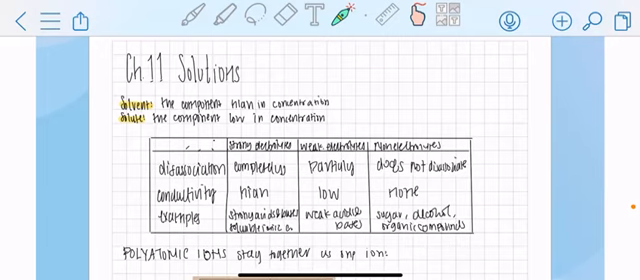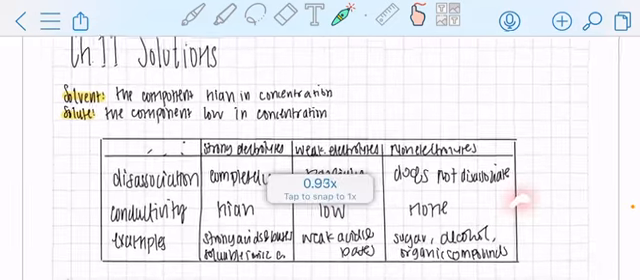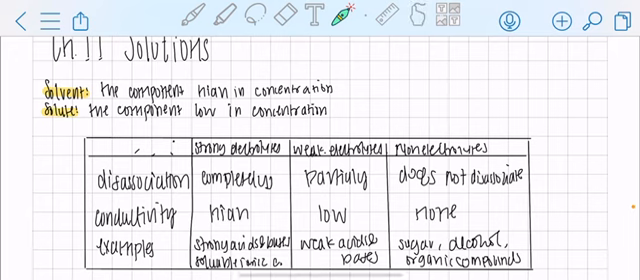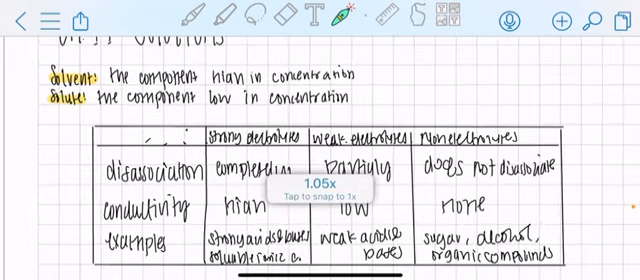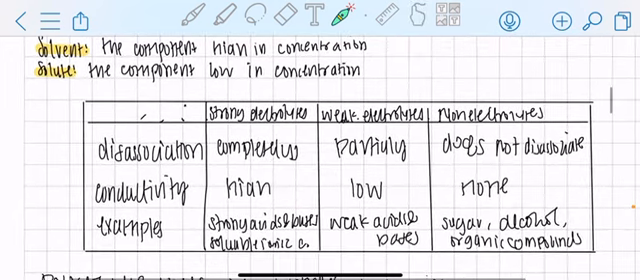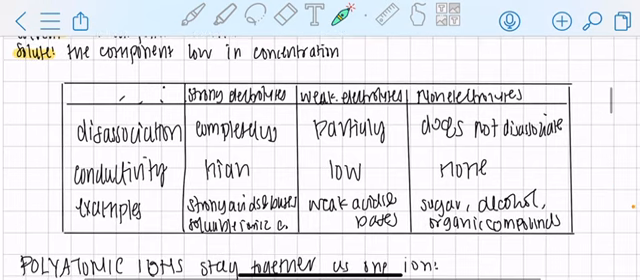Okay, we will go over chapter 11, or solutions. Solutions consist of a solvent and a solute. The solvent is the component high in concentration, and the solute is the component low in concentration.